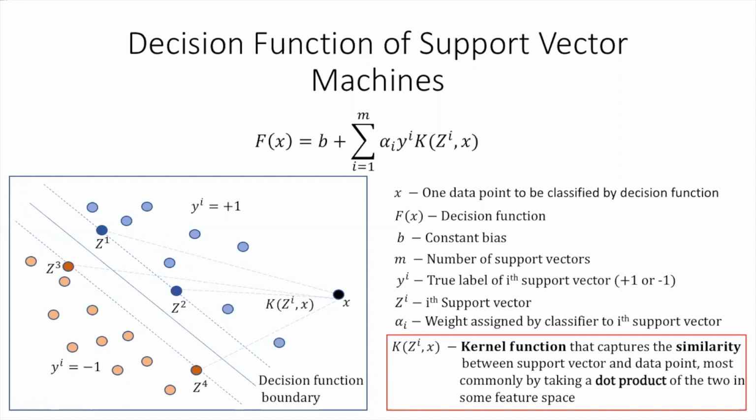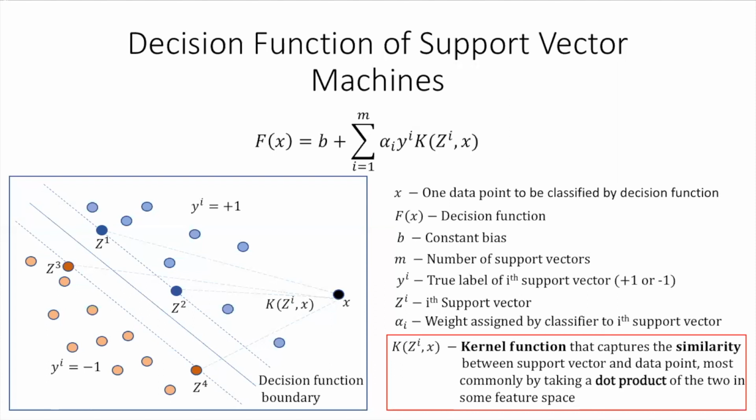Now, the decision function f of x takes an input example and computes a number which, if positive, classifies the example as positive, and if negative, as negative. It turns out that this decision function is dependent on something called a kernel function. The kernel function, shown here as k of z of i, x, essentially finds out the similarity between the input example and support vector z of i. And how is this similarity calculated? Most commonly by taking a dot product between the 2 points, and we will get into the details of this for genomic sequences in the next slide.